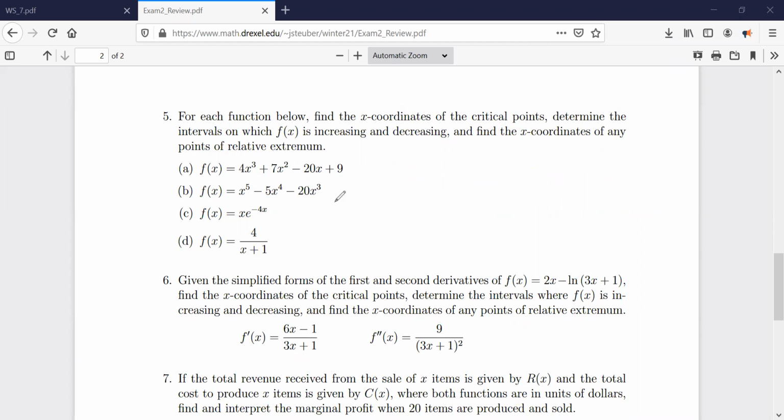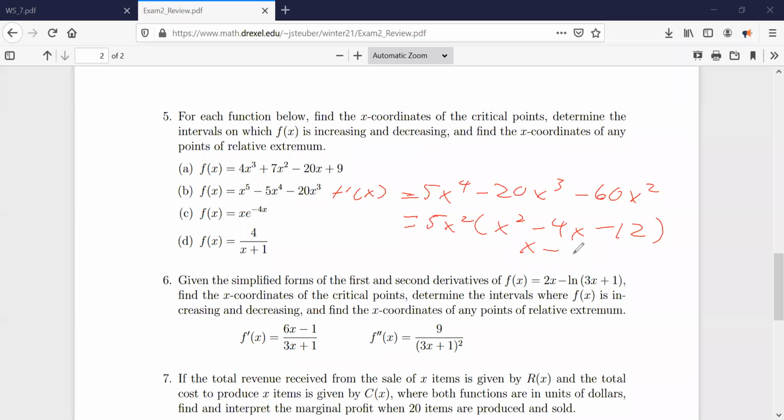For the next one, the first derivative, f prime of x, would be equal to 5x to the fourth minus 20x cubed minus 60x squared. I can pull out a 5x squared from that, so 5x squared times x squared minus 4x minus 12. And I can factor this to x minus 6 and x plus 2, and 5x squared.